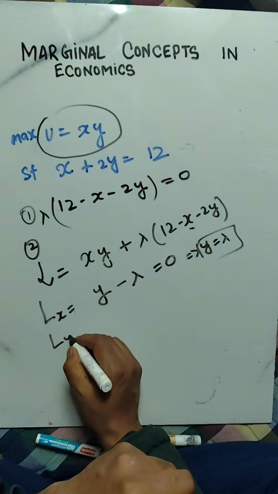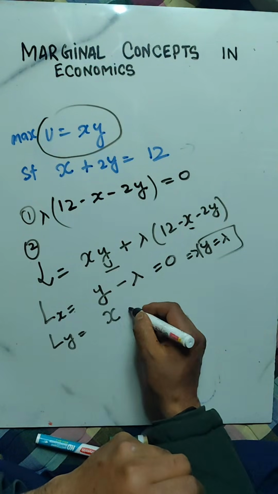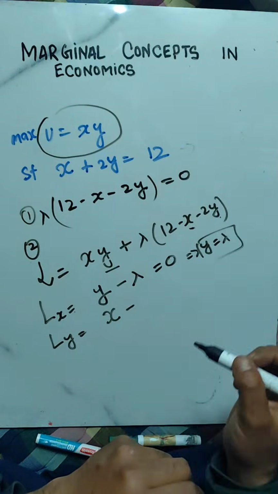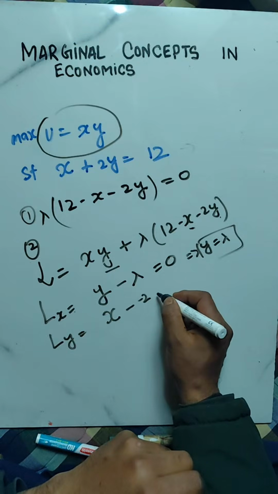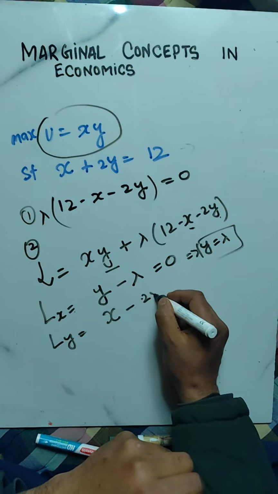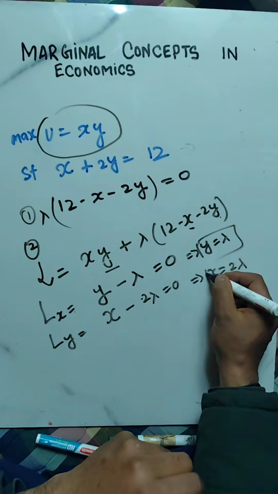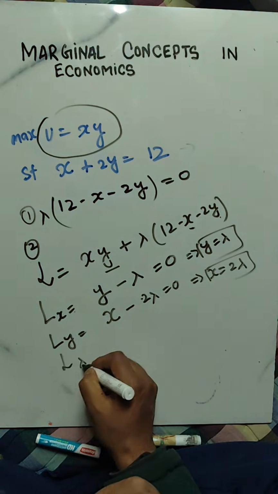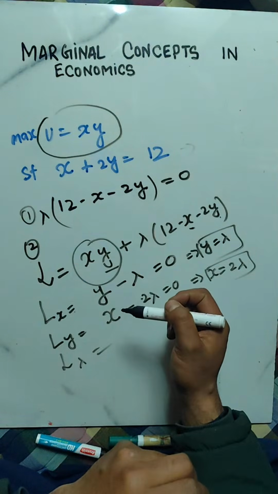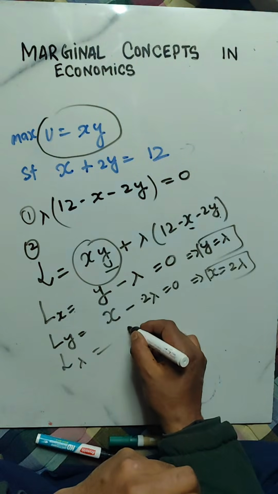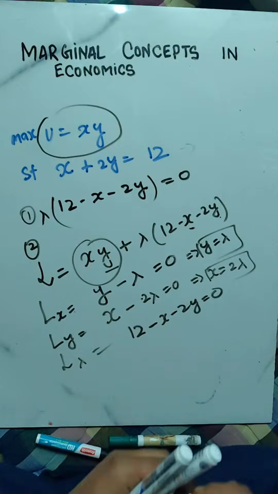Likewise, L subscript y means the partial derivative with respect to y. Derivative of y is 1, so we are left with x, minus, derivative of y is 1, so we are left with minus 2 lambda. We set it equal to 0, which implies x will be equal to 2 lambda. Likewise, we take the derivative with respect to lambda. Since we are taking the partial with respect to lambda, derivative of the first term will be 0, derivative of lambda is 1, so we are left with 12 minus x minus 2y, and we set it equal to 0.